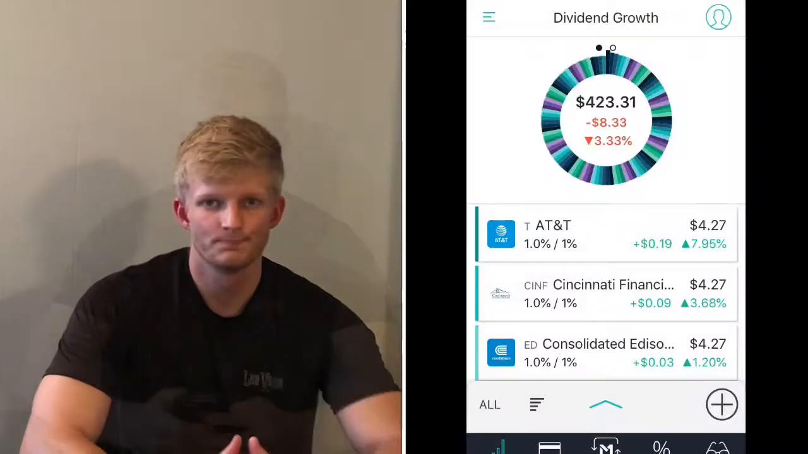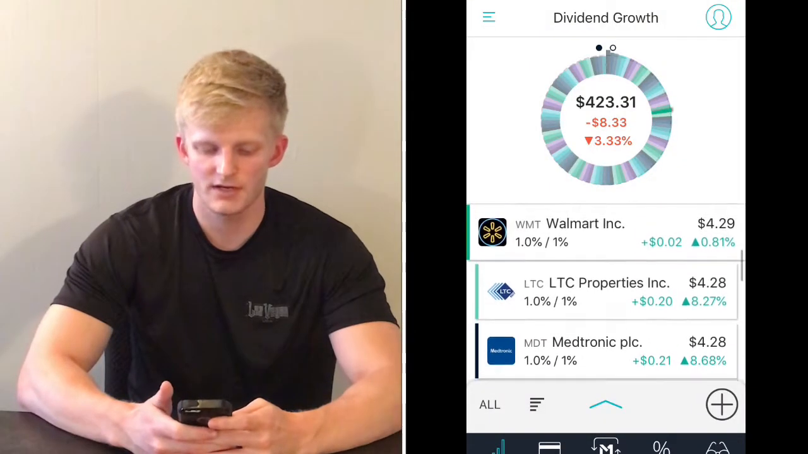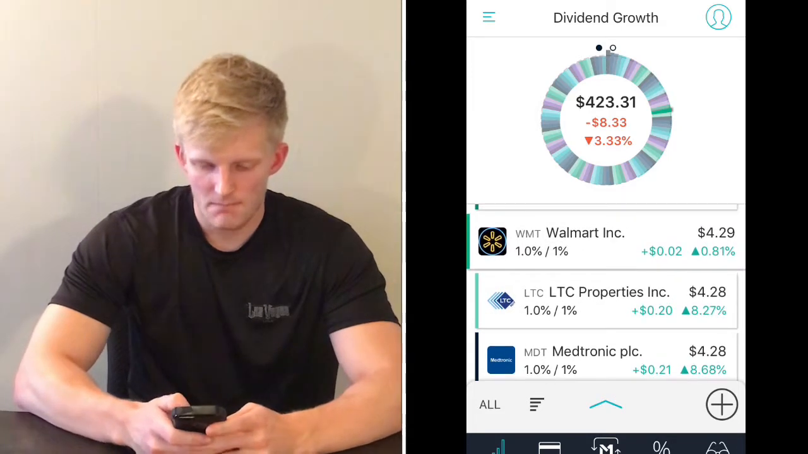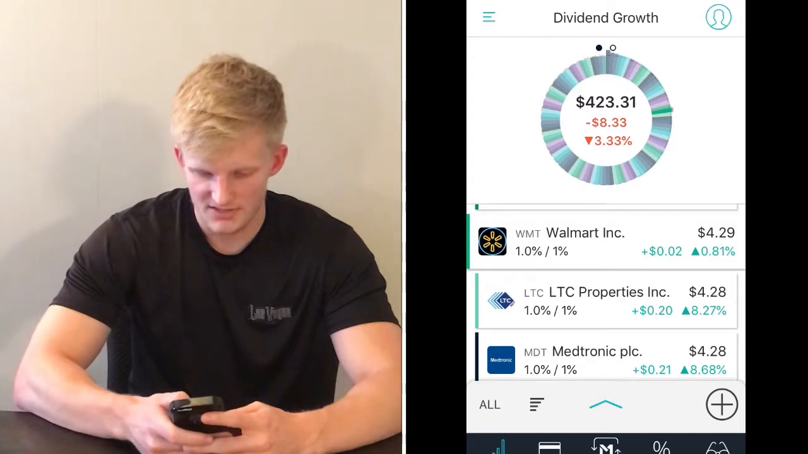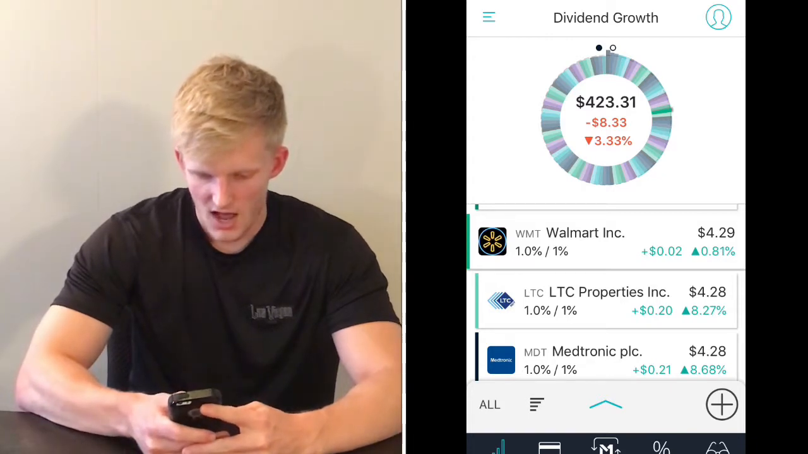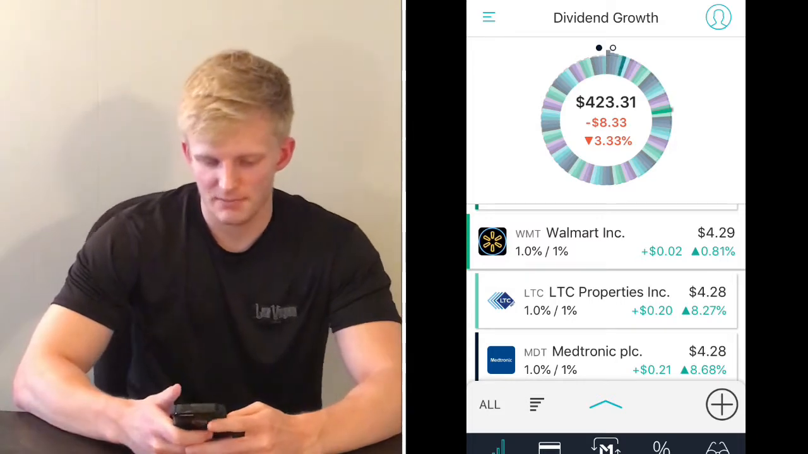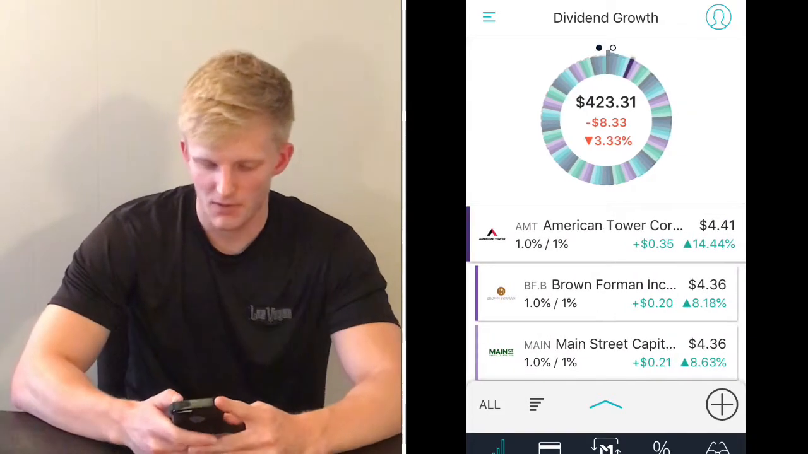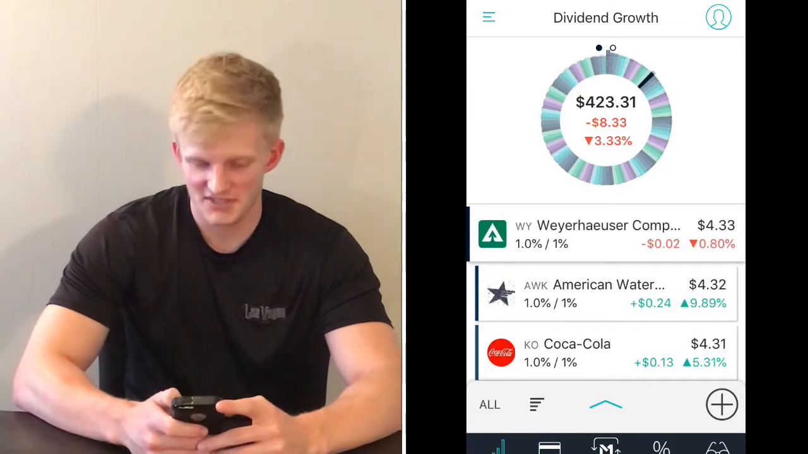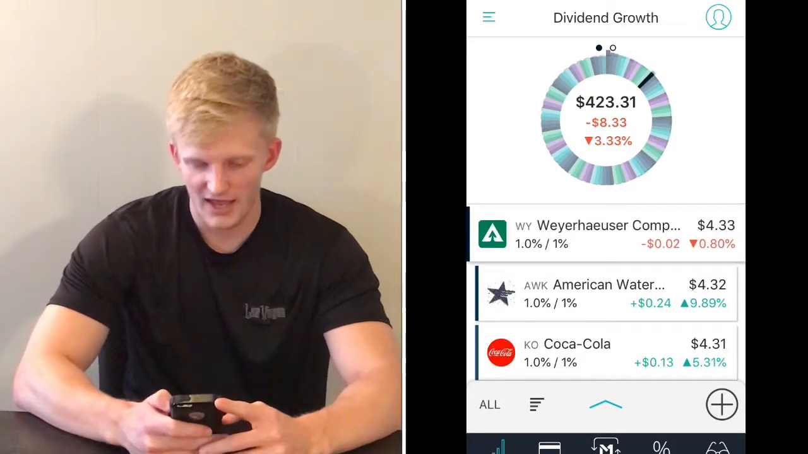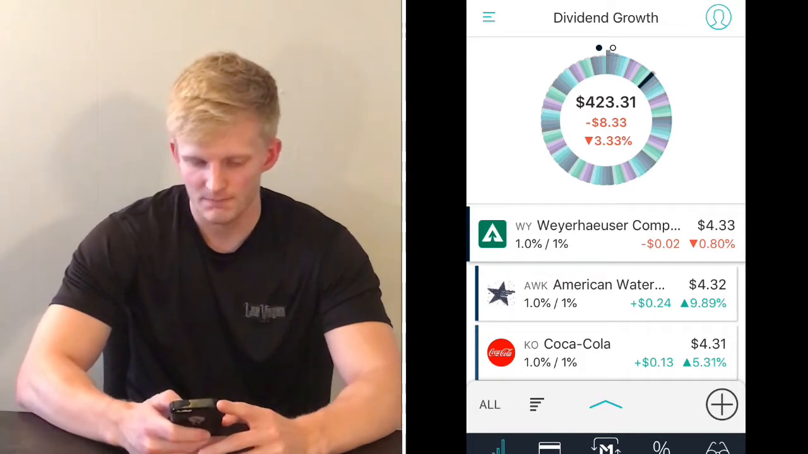Here we are in the M1 Finance app. This is the home screen. As you can see, in the middle of the screen where this circle is with all the different colors, each of these colors represents one of the holdings in my portfolio. It just so happens that I own 100 stocks in this portfolio, and I'll tell you a little bit about the reasoning behind that later.